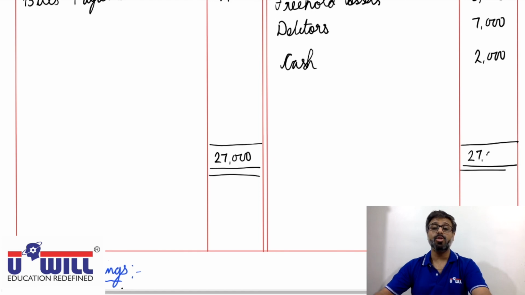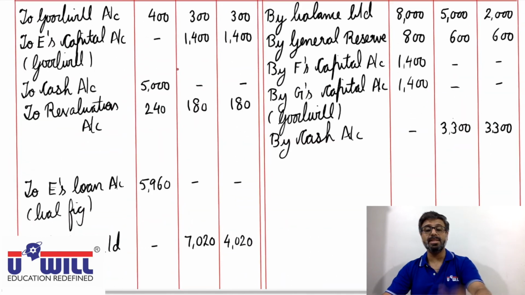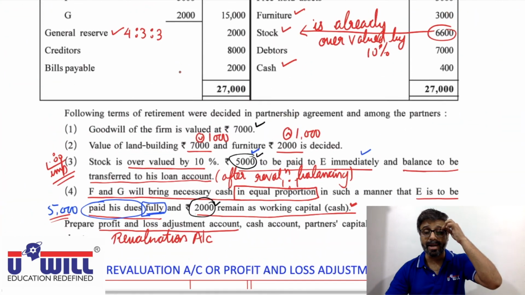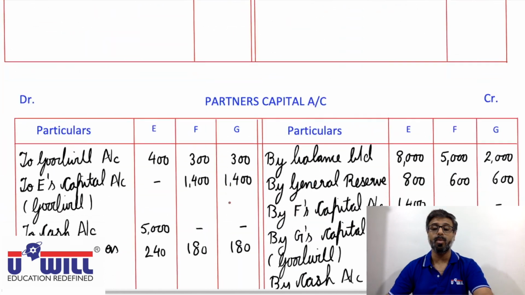Okay. So once again, what are important points in this question? Very first is this stock overvalued by 10%. Refer to that once again. Practice it once again. Then this 5,000 paid to E and then F and G bring equal amount to keep 2,000 as working capital. These 2 points are important in the question, so revise them thoroughly.